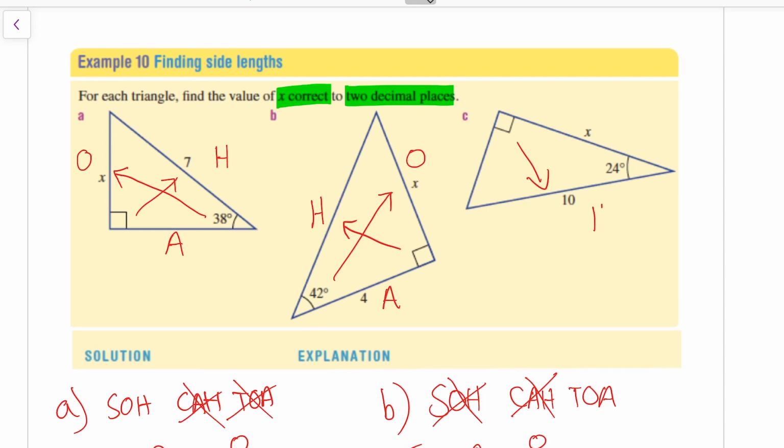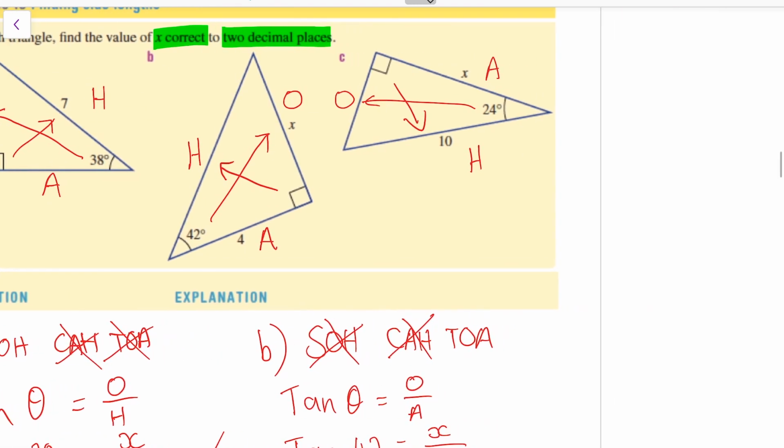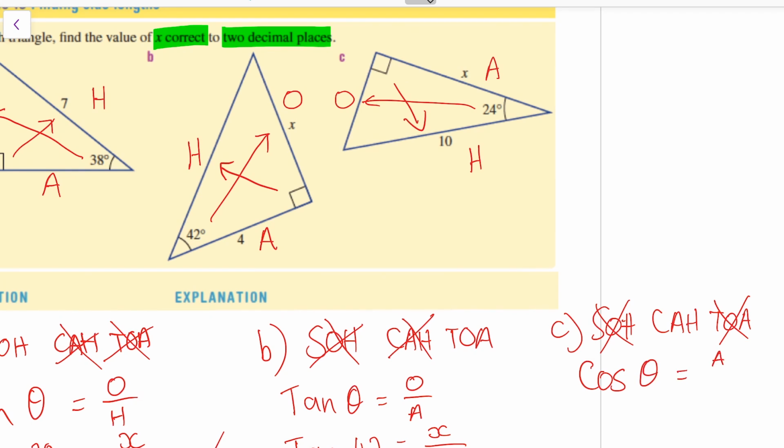Opposite the right angle is your hypotenuse, so that's where my 10 is. 24 degrees is there. The opposite side is there. And the adjacent side to 24 is my x. So, soh cah toa. Notice there's nothing for your opposite side, no letter or number, so anything with an O in it is useless to you, so therefore you get left with cos theta is equal to adjacent over hypotenuse. Cos 24 degrees is equal to x over 10.